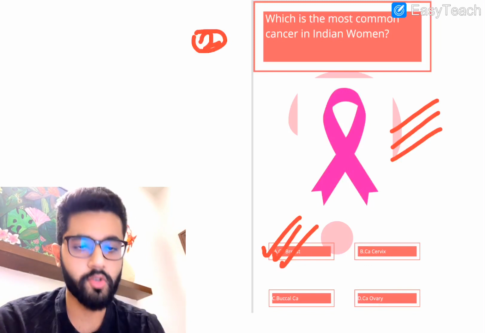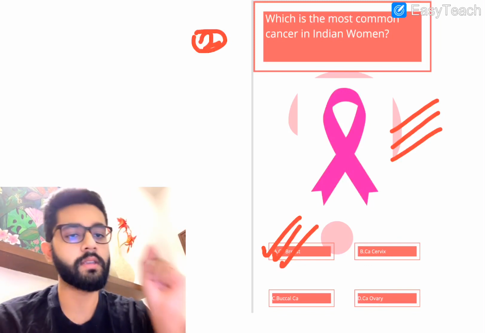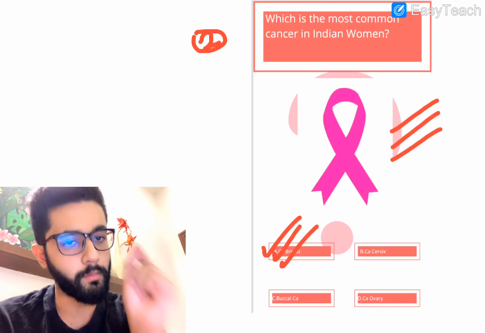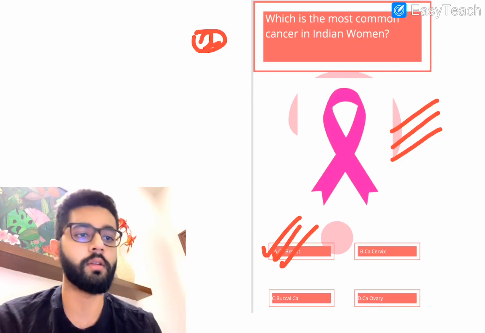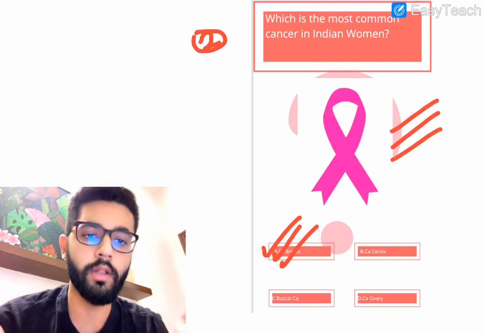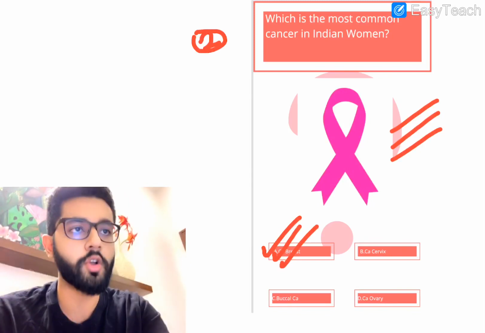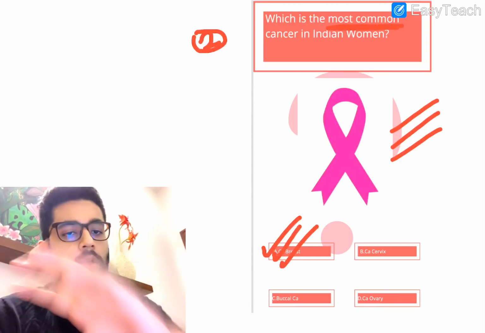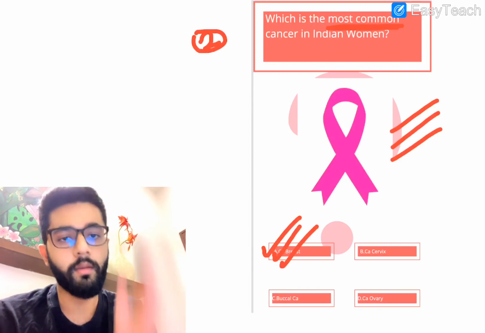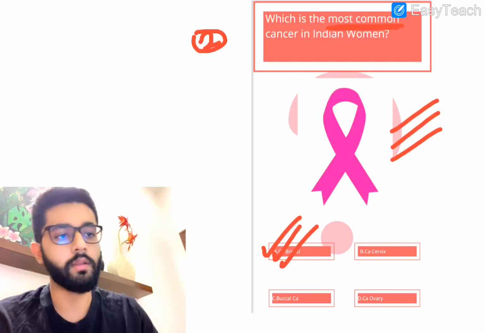Let me also mention it is the most common malignancy in women abroad, in Indian women, and also in women in general. So world over, when it comes to the most commons, and most commons are something that the NEET examiners like to keep asking. So when it comes to the world in general, in women, breast cancer is unanimously the most common.